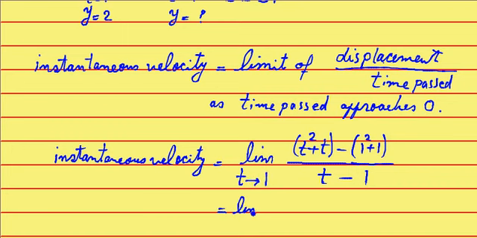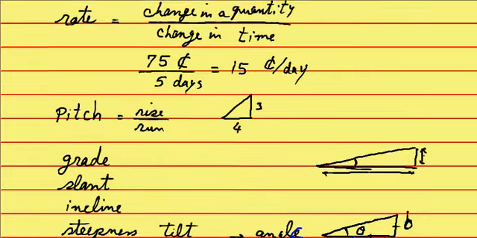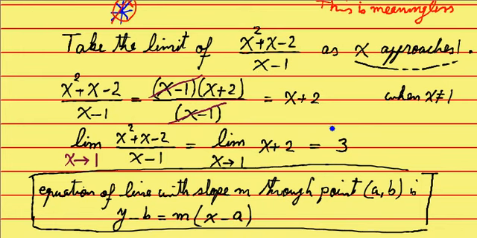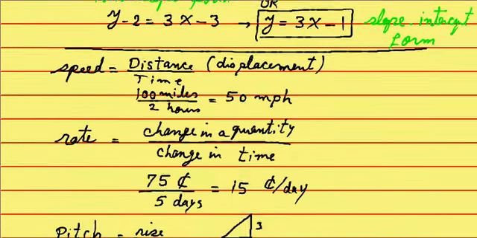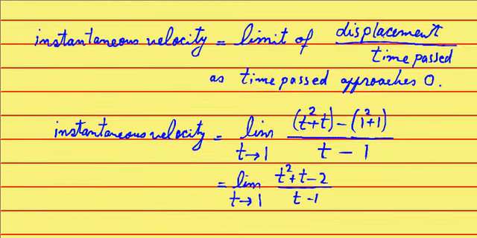Well, what is this thing? Let's write it again: limit of t squared plus t minus 2 over t minus 1 as t approaches 1. Well, this is exactly the same as what we did here. We just changed our letter from x to t to give it some meaning. The meaningless x was changed into time, but the process is exactly the same. So all of these types of activities we want to do in various applications are all covered by the concept of slope.